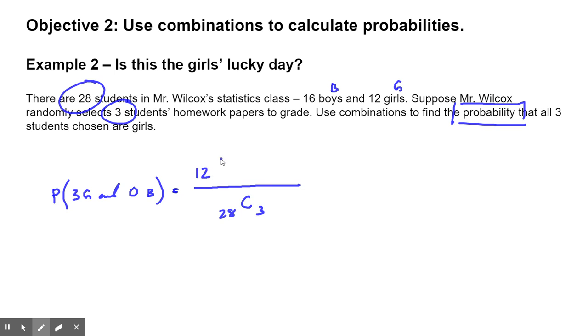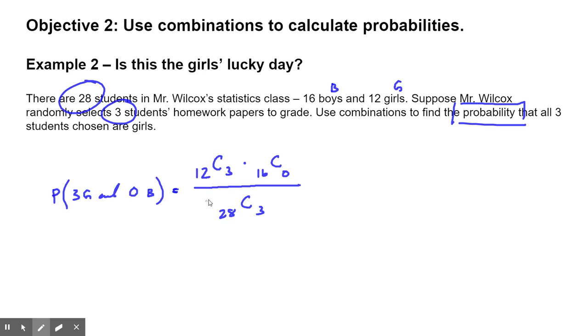Out of the 12 girls, you want to choose 3. Times, and now out of the 16 boys, you want to choose 0. 16 choose 0. Again, and means multiplication. And this is our situation here. We have 12 girls, we want to choose 3, and we have 16 boys, we don't want to choose any. This is going to give us the number of ways that we can do that. And we're dividing by the total number of ways to pick 3 students from 28 total students.